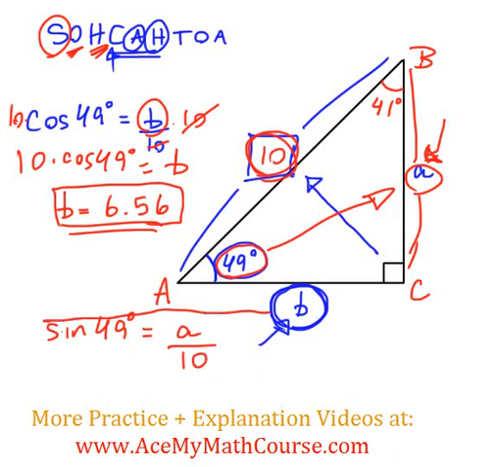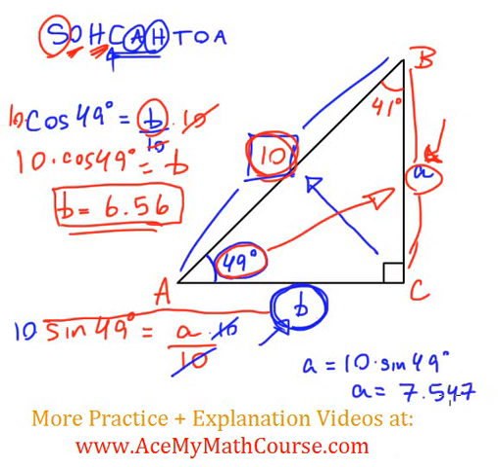Great. So now how can I solve for a? Well, I'll multiply both sides by 10, so I can get rid of these. And I get a equals 10 times the sine of 49 degrees. And I can plug that into the calculator. So 10 times the sine of 49 is equal to 7.547. And that's it. Great. Now I have solved everything. So the right triangle is solved.